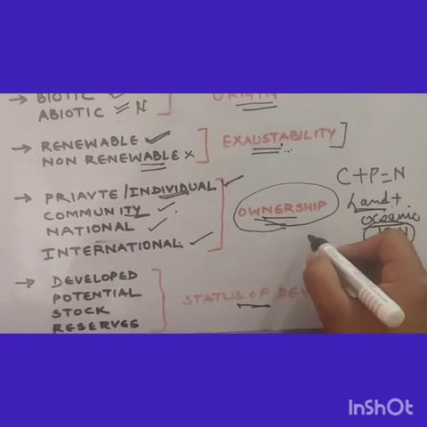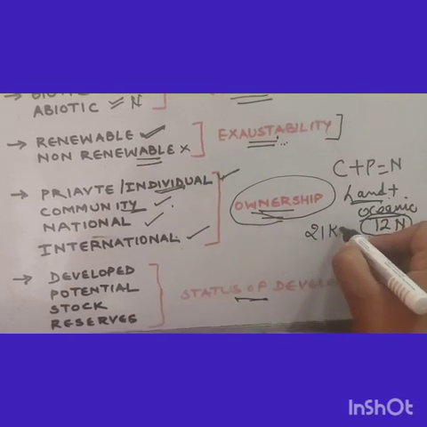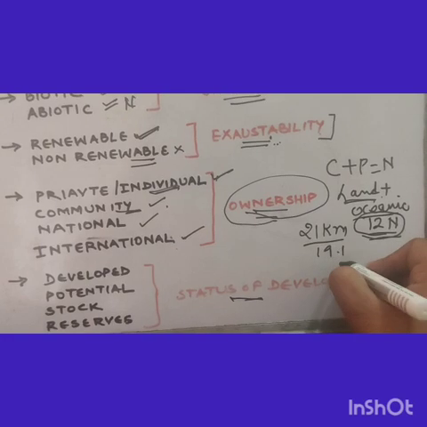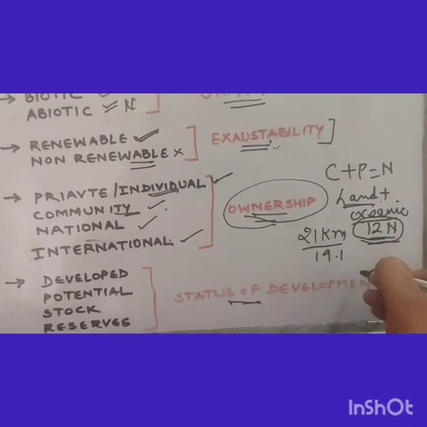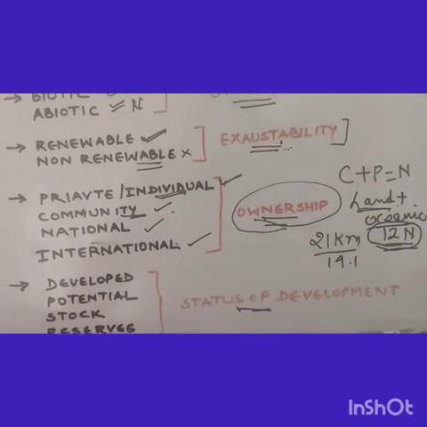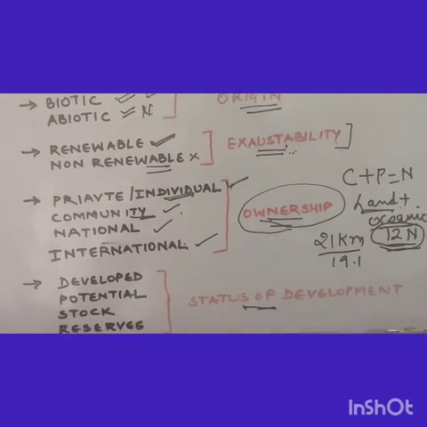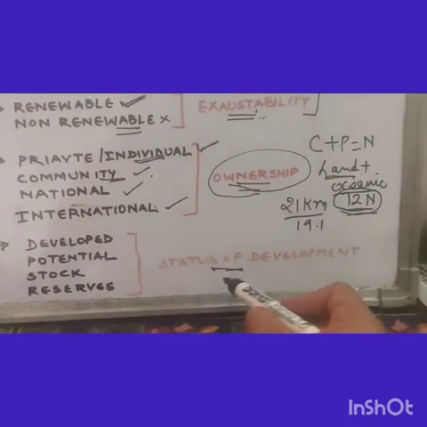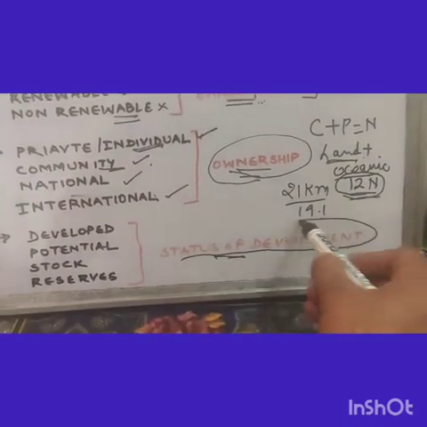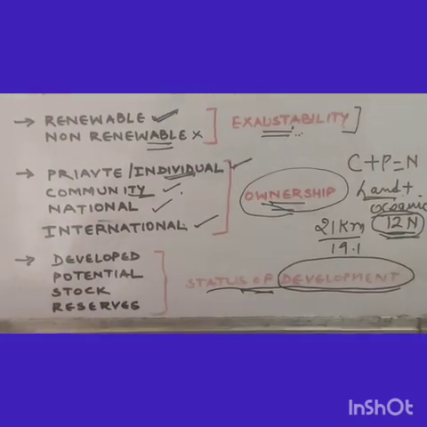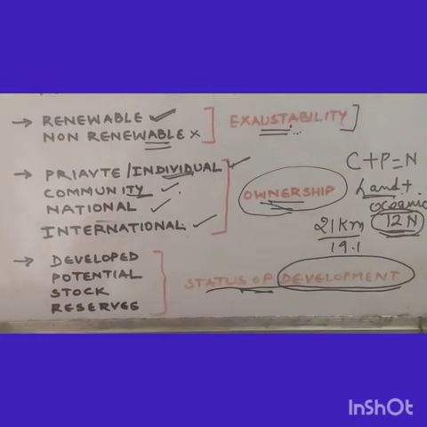12 nautical miles means 21 kilometer area. In a few books it may be 19 point something, like 19.1 kilometer, but in the latest edition it is 21 kilometer. Okay. Now the other thing is on the status of development, like the resources which are in use, but that use depends on the status of development.